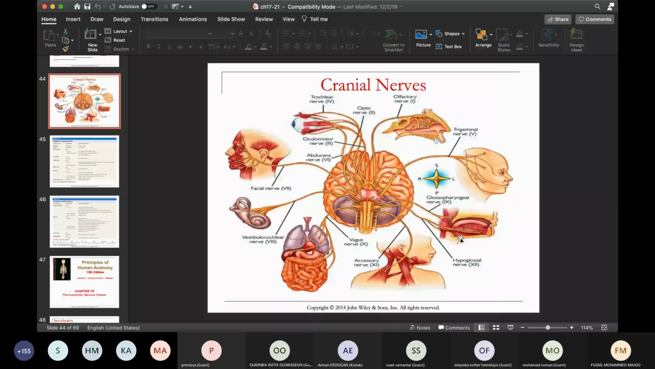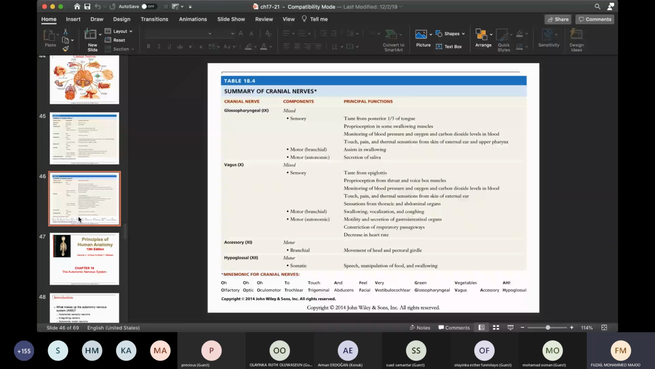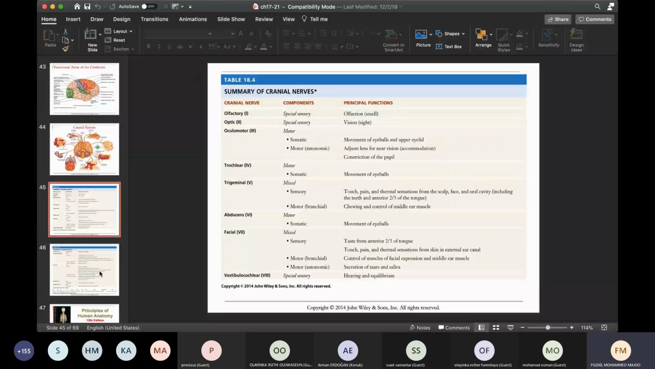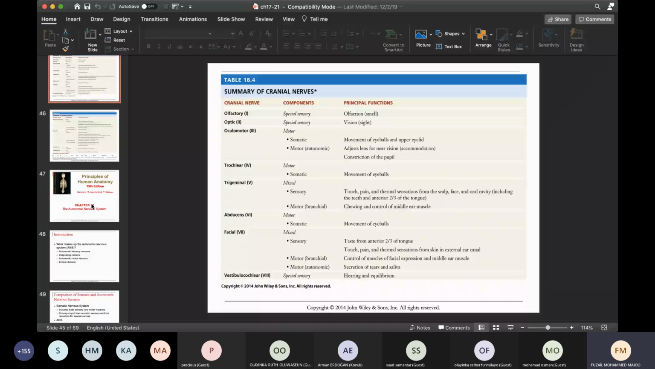All right, what's next? There we go. Make sure you memorize all the cranial nerves and what they do. So that's it for chapter 18. Now moving along with chapter 19. Chapter 19, now we go over the ANS.